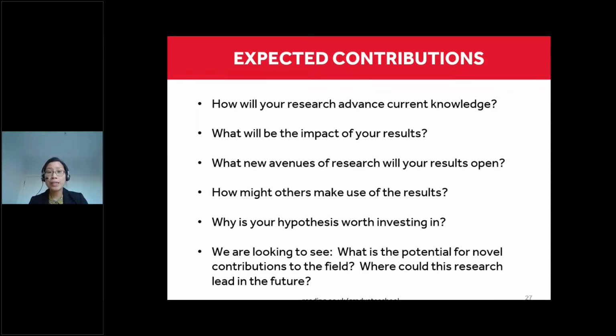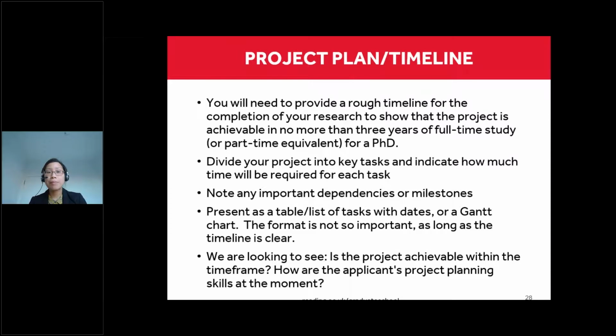We do ask that you provide a timeline for the completion of your research. And so the timeline, if we can move on to the next slide, the timeline helps to show that the project is achievable in 3 years of full-time study or 5 years if you plan to study part-time. And one way to approach this timeline is to divide your project into key tasks and indicate how much time will be required for each task. And often people break it down into chunks of work that can be completed in roughly 3 to 6 months.